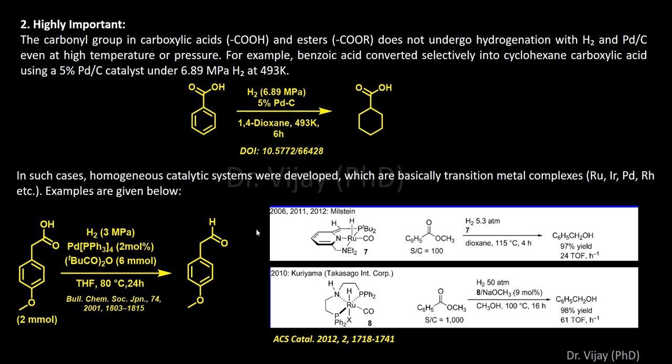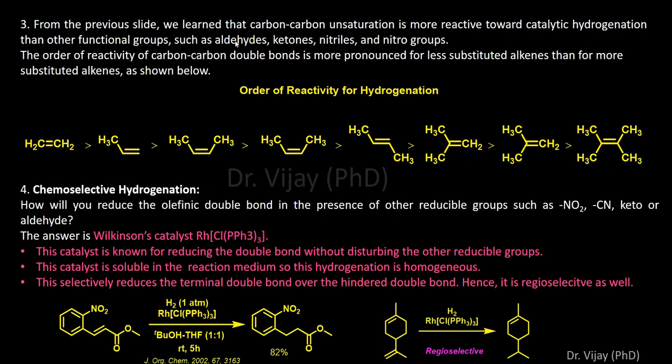Examples are given below. From the previous slide, we learned that carbon-carbon unsaturation is more reactive toward catalytic hydrogenation than other functional groups, such as aldehydes, ketones, nitriles, and nitro groups. The order of reactivity of carbon-carbon double bonds is more pronounced for less substituted alkenes than for more substituted alkenes, as shown below.